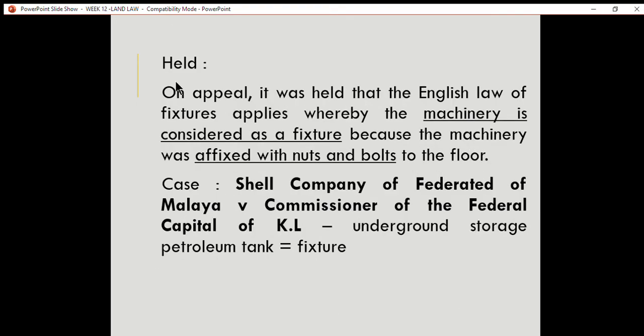The court held on appeal that the English law of fixtures applies, whereby the machinery is considered a fixture because the machinery was affixed with nuts and bolts to the floor. So it is fully attached to the floor, to the land, and therefore it is regarded as a fixture. So this is how you determine. You will go through the two tests. Another example of a case, Shell Company of Malaya against Commissioner of the Federal Capital of Kuala Lumpur. An underground petroleum storage tank is a fixture, because if you damage it, it will cause excessive damage.